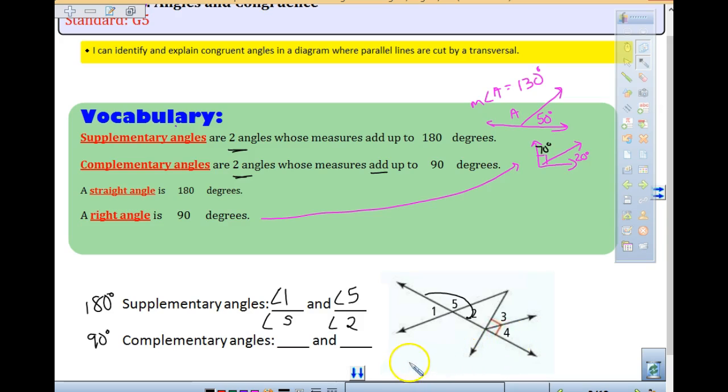Which ones, Gavin, are complementary? What's our only pair? What did you guys come up with? 3 and 4. Only 3 and 4. And you're going to put this angle symbol in front. Angle 3, angle 4. Yep, do it.